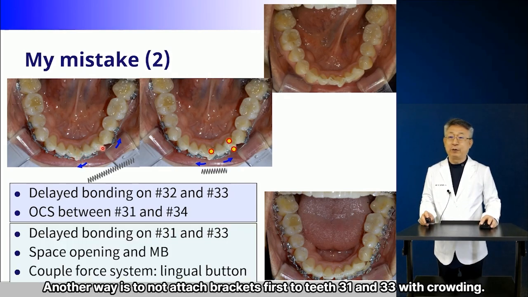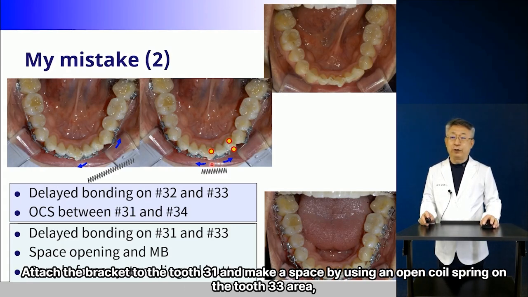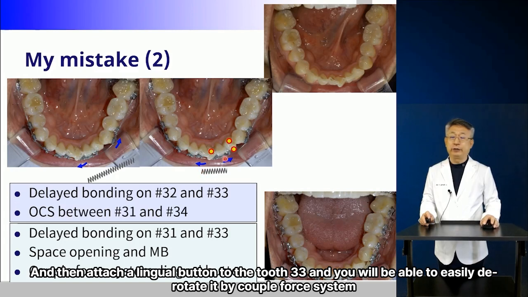Another way is to not attach brackets first to teeth 31 and 33 with crowding. In other words, make a space by using an open coil spring on the area of tooth 31 as shown in the photo. Attach the bracket to tooth 31 and make a space by using an open coil spring on the tooth 33 area. And then attach a lingual button to tooth 33, and you will be able to easily derotate it by the couple force system.